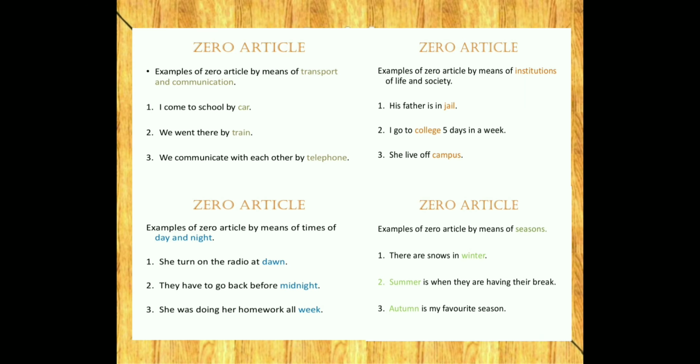Now, there are certain examples of zero article by means of transport and communication. For example, with car, train and telephone, you will not use any article. With institutions of life and society, for example, jail, college and campus, you will use zero article. And with times of day and night, for example, dawn, midnight and week, you will again use a zero article, which means no article is used here. With the seasons as well, you will not use any article, for example, winter, summer and autumn.